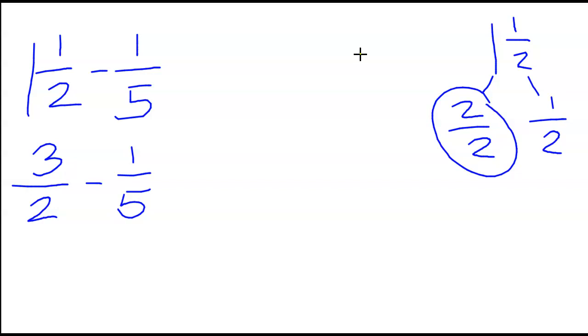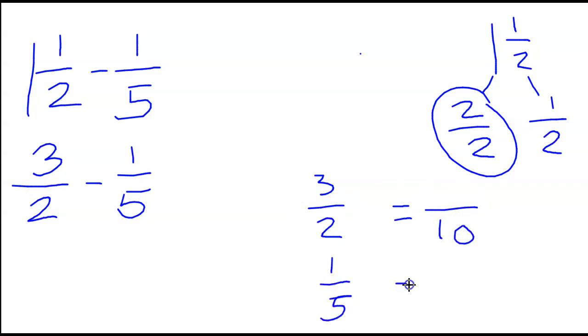I need to make sure I have a common denominator because right now they're unlike units. I can't do 4 strawberries, take away 2 bananas, but I can do 4 fruits, take away 2 fruits. So let's think about what is a multiple of 2 and 5 that I will say when I skip count both. Well, I know that's going to be 10 because I'm going to go 2, 4, 6, 8, 10, and 5, 10. All right, so let's make 3 halves into tenths over here. And let's make 1/5 into tenths.